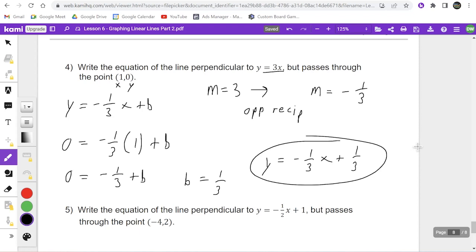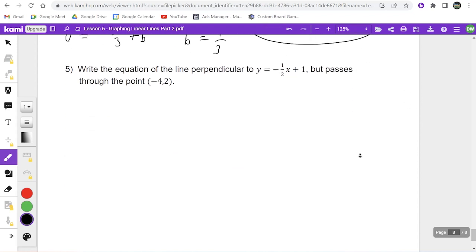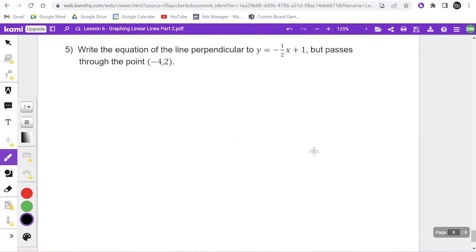Okay, good. And then finally, last one, number 5. Go ahead and try this one on your own. A lot of audience participation today. I love it. I got it. Okay, let's hear it. I got y equals 2x plus 10. And how'd you get that?